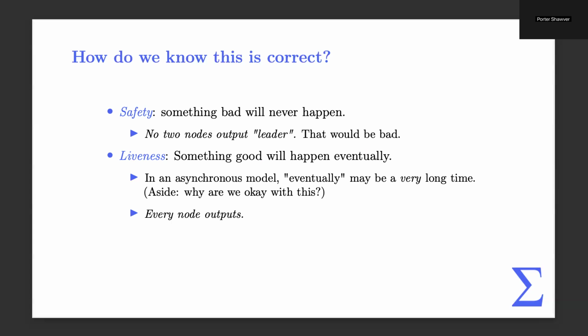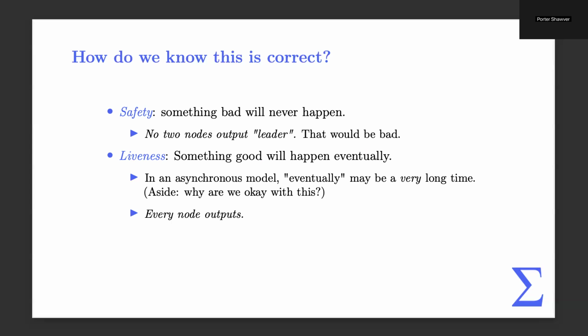But we want to be able to say that, as long as nothing goes wrong, which was our assumption from before that there are no failures, this will not get into an infinite loop type of state, because that would be bad. Saying something good will happen means it won't get into an infinite looping state or something like that. So these are the two things we think about. For this application, safety would mean no two different nodes output leader, and liveness would mean every node outputs something, because that's good.